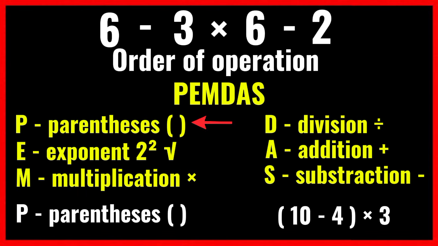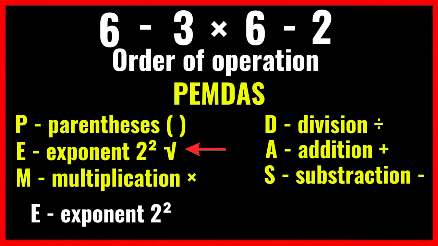For example, (10 minus 4) times 3. First solve what's inside the parentheses. 10 minus 4 equals 6. Now multiply. 6 times 3 equals 18. Notice that we didn't multiply first. The parentheses always come first.